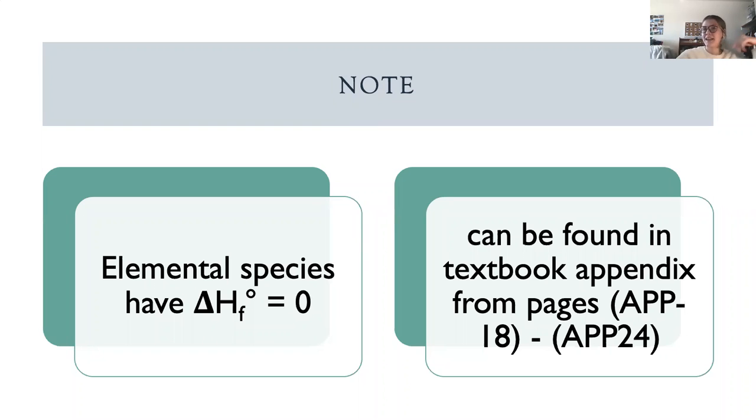And I wrote that again here. I love this slide. I'm obsessed with how cute it is. But elemental species have delta H of formation of 0, and they can be found in the appendix, specifically on pages 18 through 24. If you want to reference that, it's quite a long list.